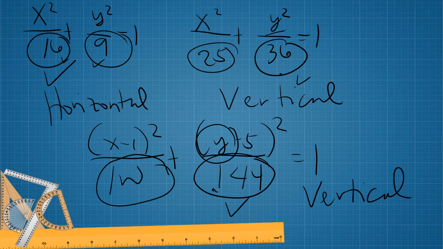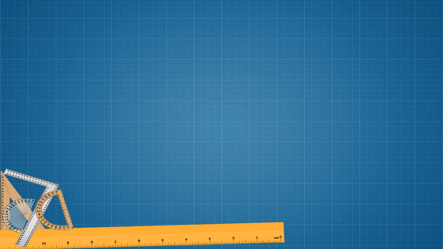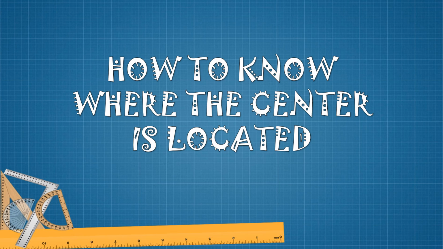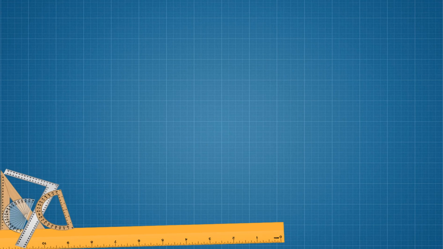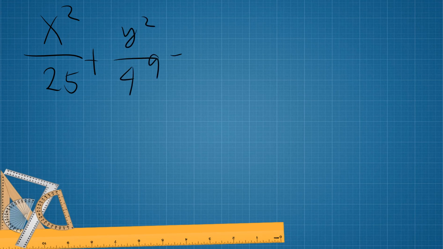So I hope you already know how to identify the orientation of the standard form of an equation of an ellipse. Let's proceed to the second skill that we need to know: how to know where the center is located. Let's have an example. For instance, we have x squared over 25 plus y squared over 49 equals 1.